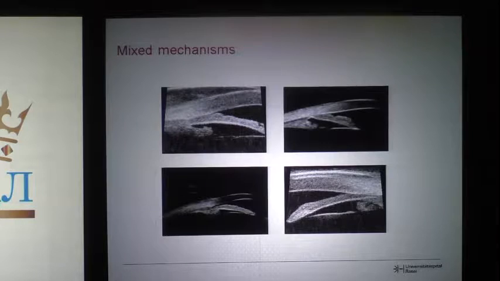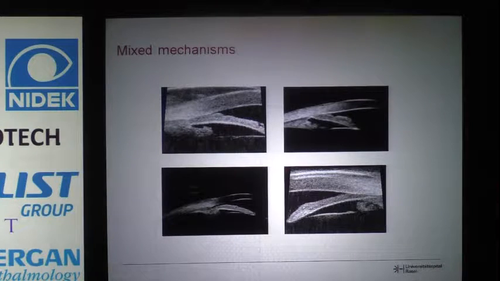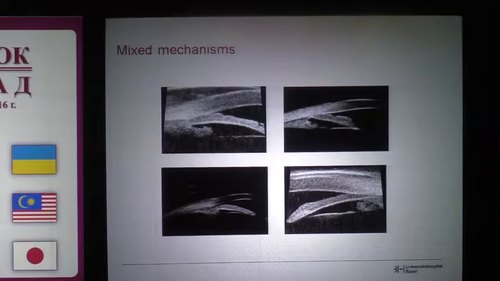Of course, there's always mixed mechanism. You can have partially lens-induced, partially pupillary block, partially plateau iris, which makes the definition a bit more difficult, but the treatment, as I'll show you later, is still straightforward.